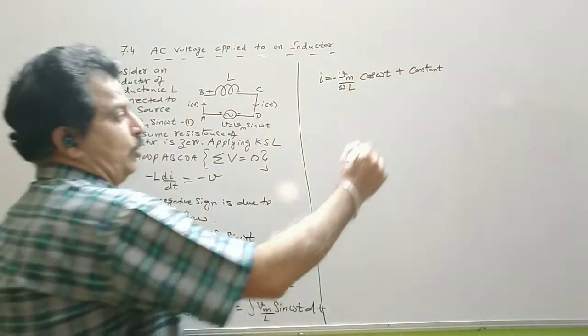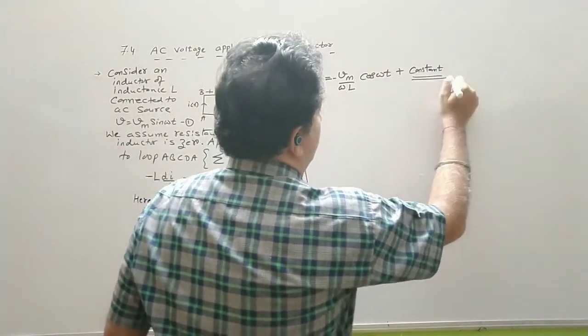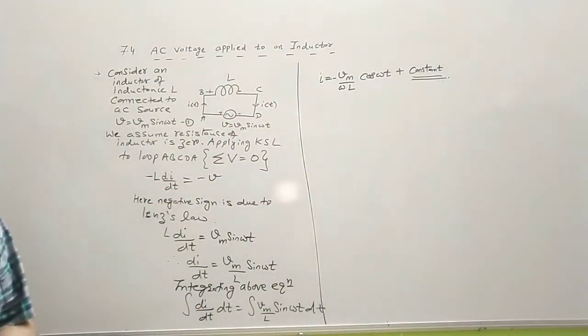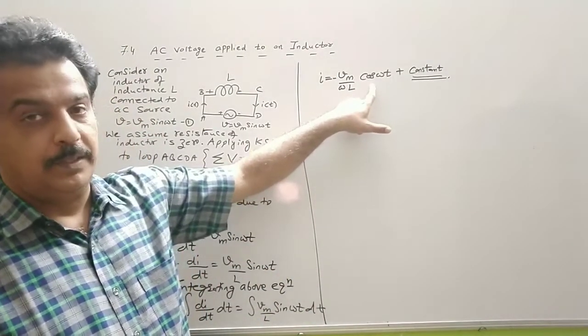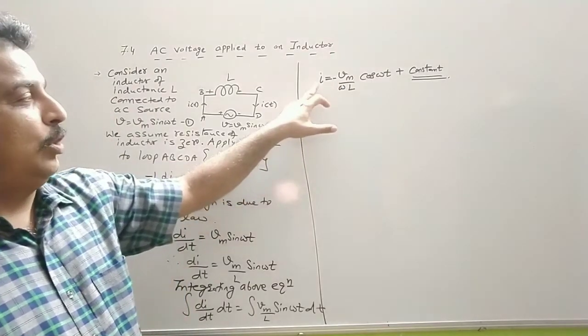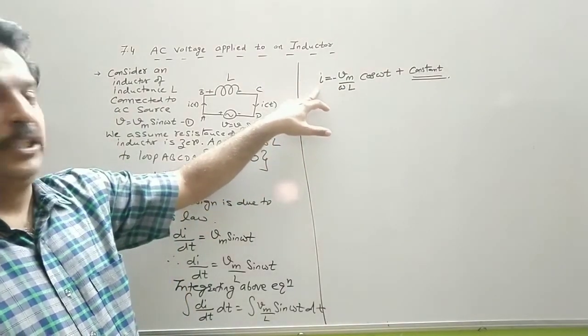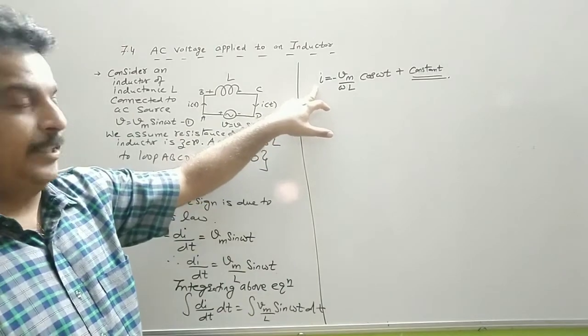Now this constant should be time independent. Why should it be time independent? The first thing is because the constant is added to this term. The quantity on the left hand side is current.